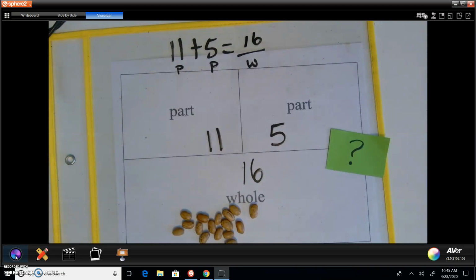Well, that wraps up the whole unknown for addition problems.